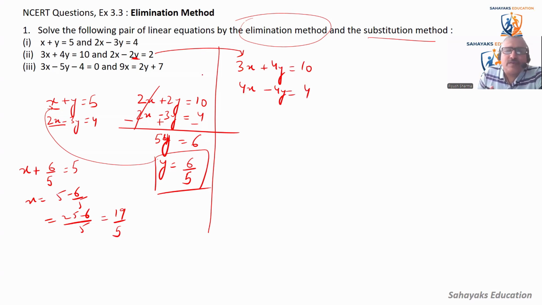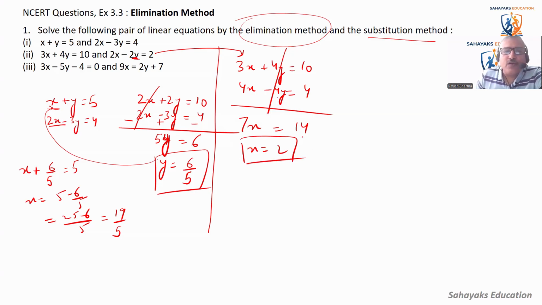This equation, we should have divided it by 4 anyway. Now we add these equations. In the earlier case, we subtracted to remove the variable; in this case, we are adding the equations. When adding, 4y and minus 4y will cancel out. It becomes 7x, and this is 10 plus 4, 14. So the value of x comes out to be 2.